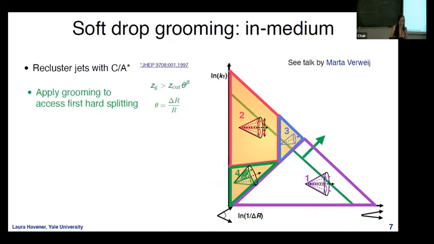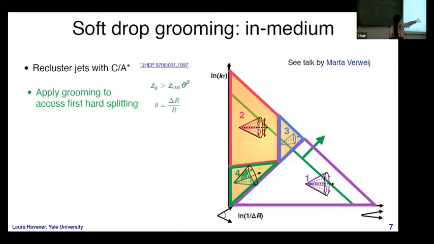And so how do we access these in experiment? So Marta already introduced us nicely to the jet grooming procedure. But just very briefly, what we do is we start with our jets, and then we recluster them with the Cambridge-Aachen algorithm to enforce angular ordering. And then we apply this grooming condition to access the hard splitting. All this grooming condition ends up being is a cut on the shared momentum fraction z.